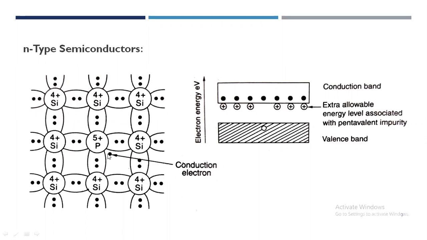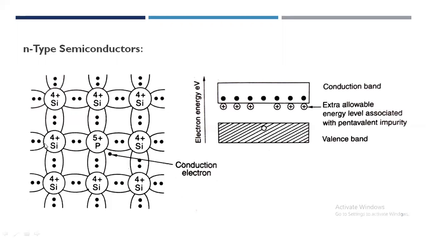Because the impurity atoms are proportionately so few in number, each will ordinarily be entirely surrounded by silicon atoms. So in this structure, you can see that these are the silicon atoms, and the centrally doped atom is phosphorus, which has 5 free electrons in its outer shell.